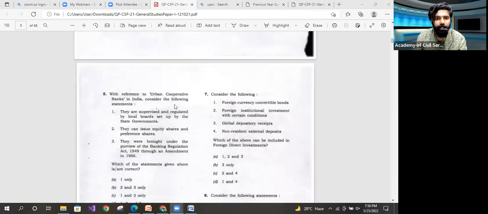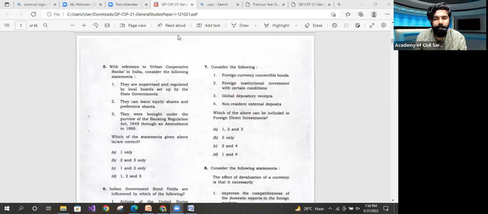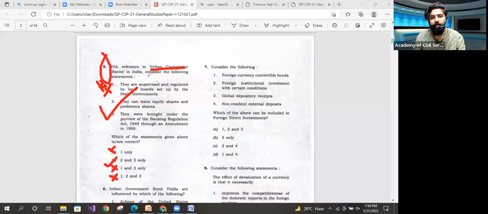I'm going again. Urban cooperative bank. I have read something about this. Let's see what the question is. Urban cooperative banks are regulated. They are not regulated by only RBI. Only RBI regulates, so that option is wrong. Eliminating. Got the answer. Yes, it is also attempted.